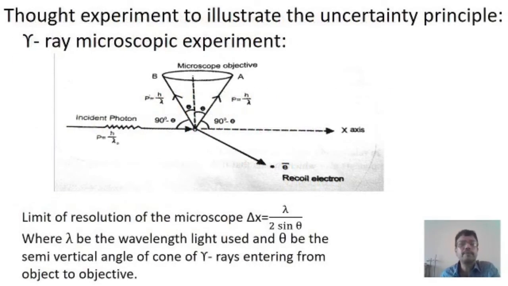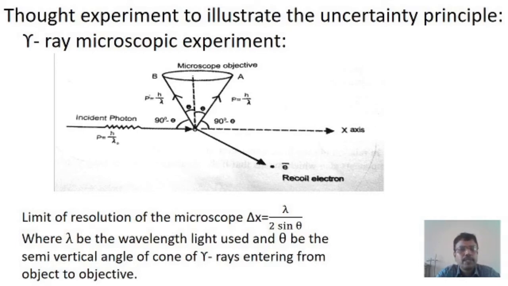The experiment is used to explain the gamma ray microscope experiment. According to this, we know the resolving power of a microscope. The resolving power of an optical instrument is the ability of the instrument to see two closely lying point objects separately. The resolving power of the microscope is the reciprocal of the limit of resolution.